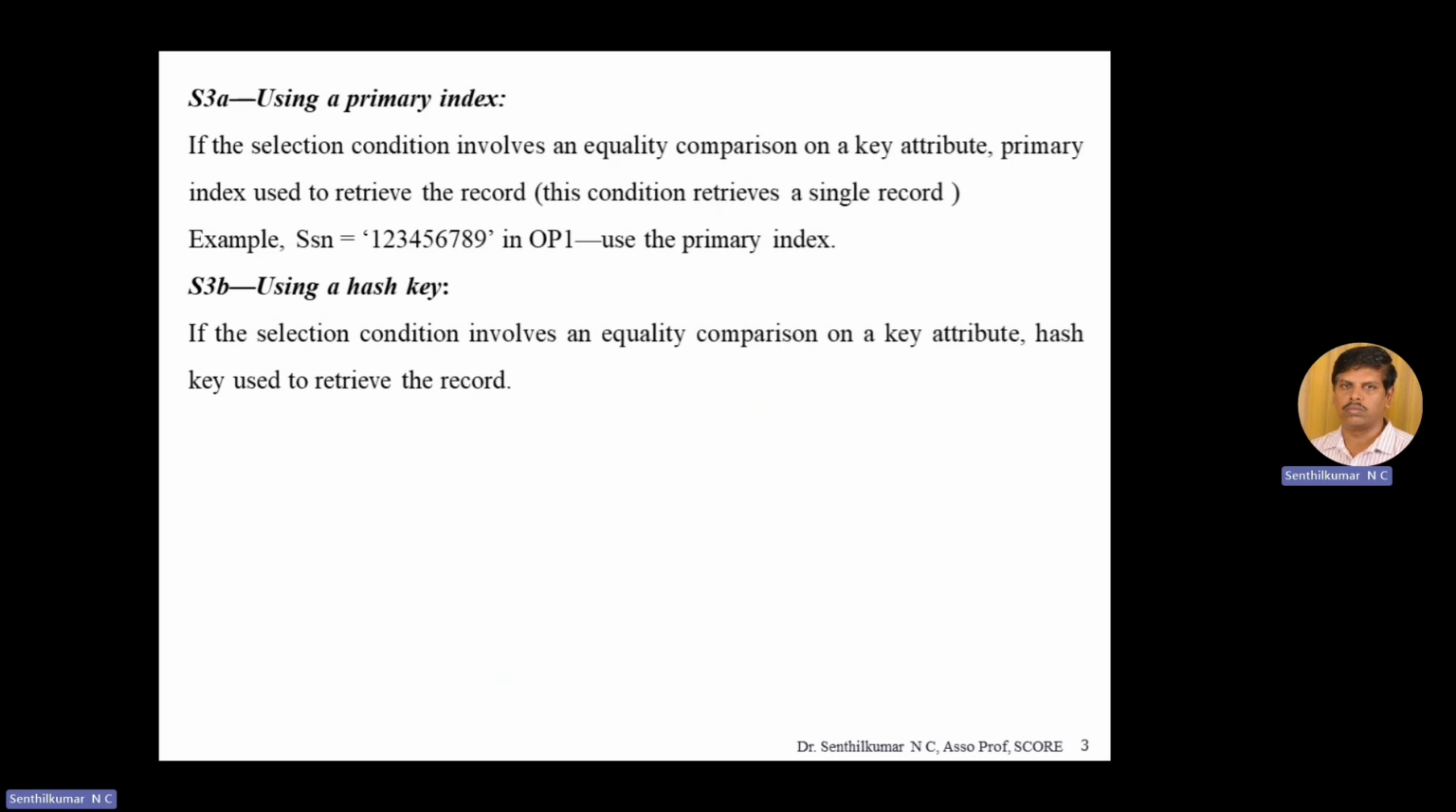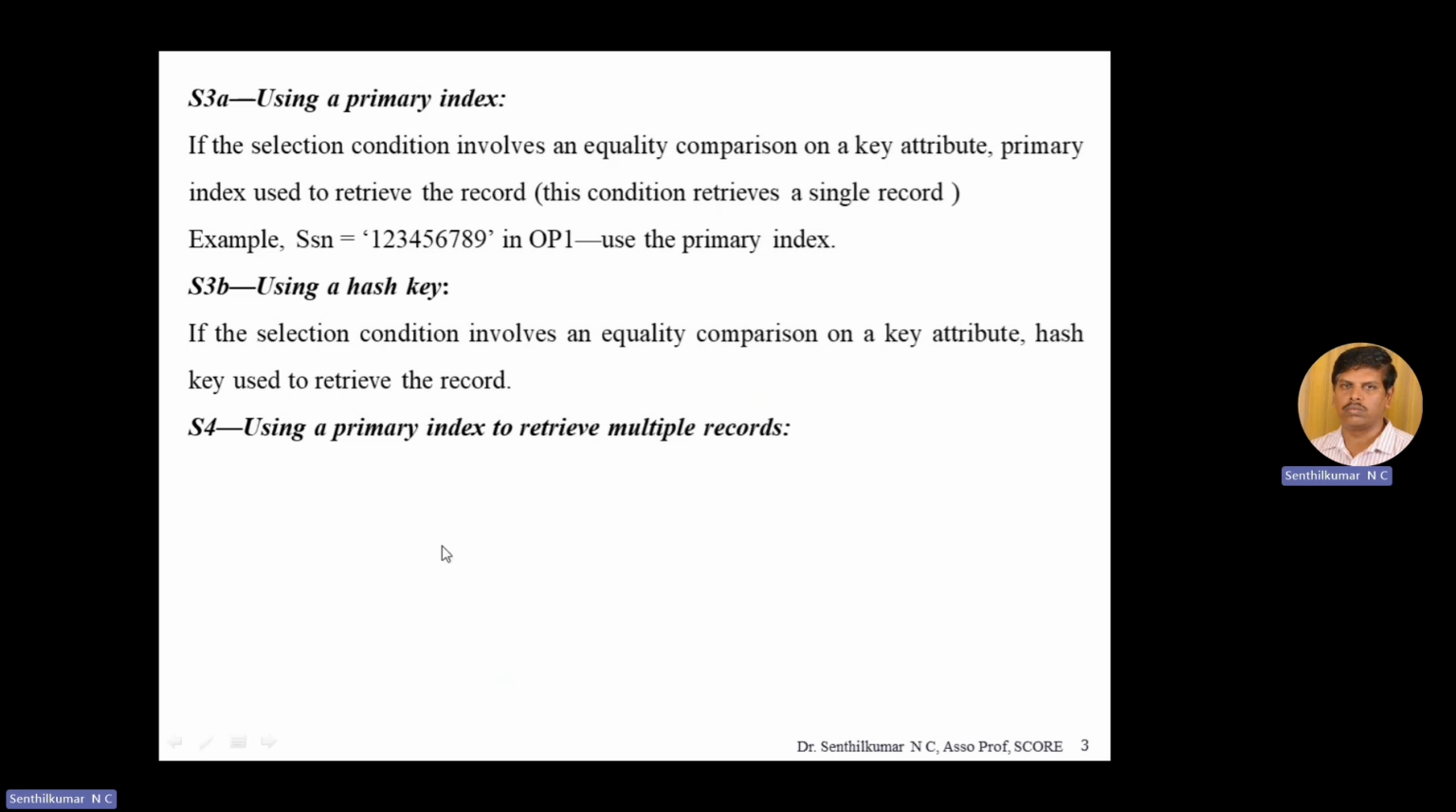So the hash technique will be used here. Based on the hash key, for the condition given in the select, which bucket contains that particular record will be identified using that hash key. The records are all put into buckets using the hash function, and that hash key will be used to retrieve the particular record. That is using the hash key.